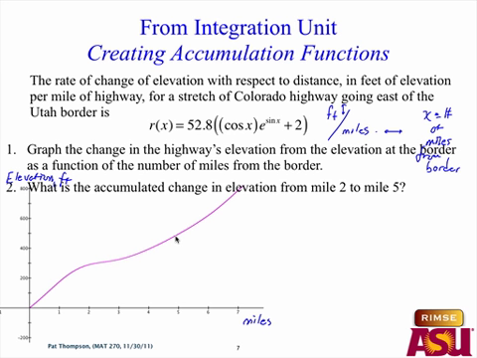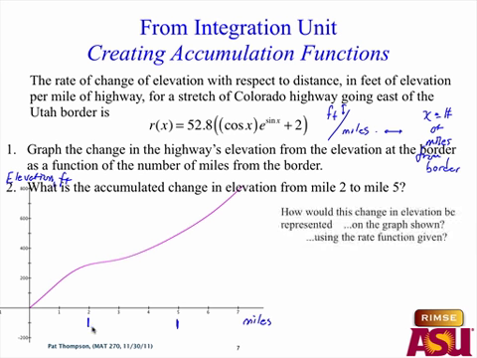So let's ask the question: what is the accumulated change in elevation from mile 2 to mile 5? Before we do that, let's represent this. How would this change of elevation be represented on the graph shown and using the rate function given? Take a moment, you can do it with the person next to you. We want to represent that change in elevation on the graph, and using the rate function. Go.